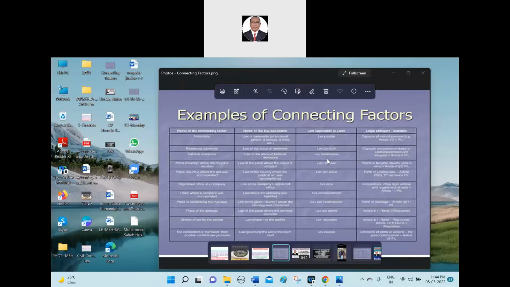So read what I put on the screen. Can you read it? Examples of connecting factors. What is that? Could you read it or not? Is it visible, Professor? I can't see it. It is not visible. But I sent you the email. Did you see it? Sir, we did not see the email, sir. Only once in a week we see it. Okay, doesn't matter.